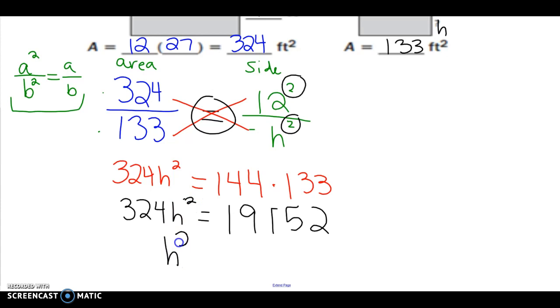So now H squared is, you need to divide both sides by 324. 19,152 divided by 324 is 59.1. And then we need to take the square root of it to get H by itself. Yep, square root both sides. You have to.